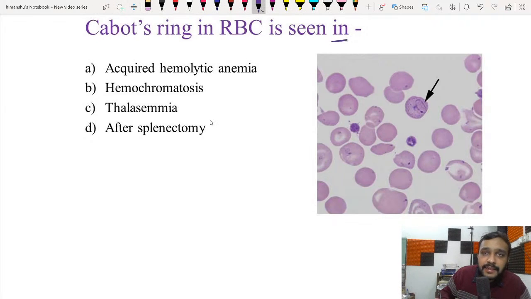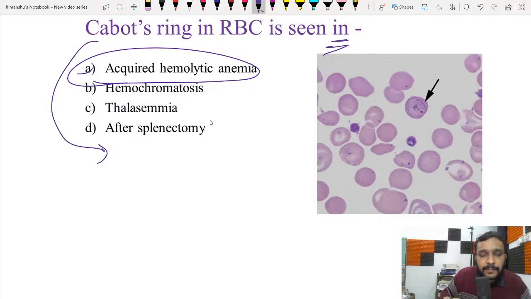So Cabot's ring in RBC is seen in acquired hemolytic anemia. This Cabot's ring is also seen in megaloblastic anemia.